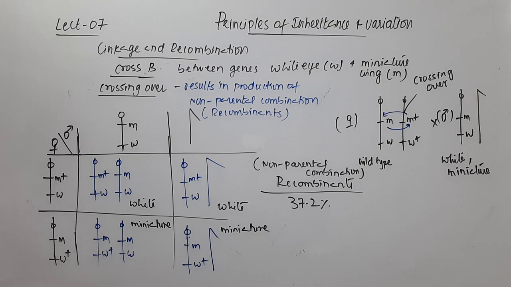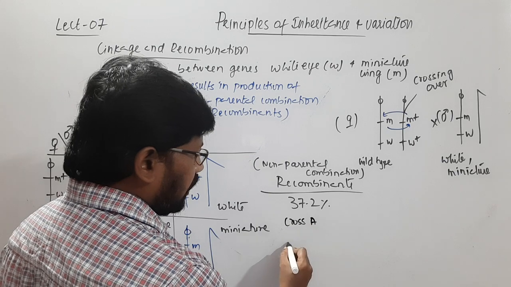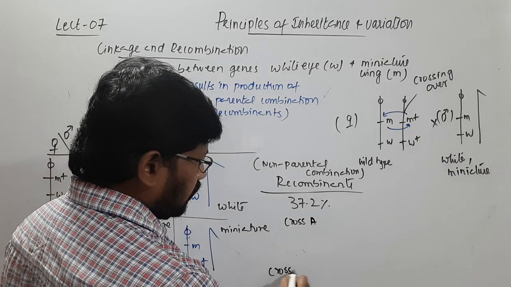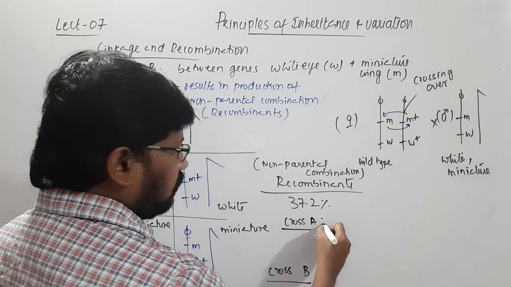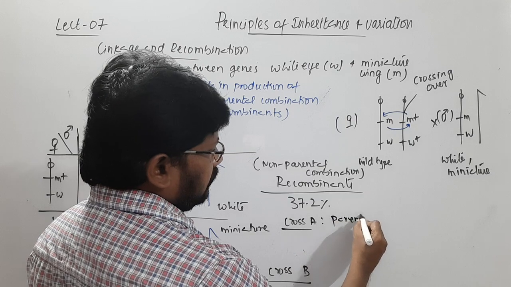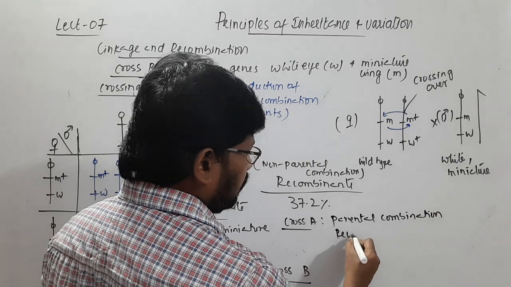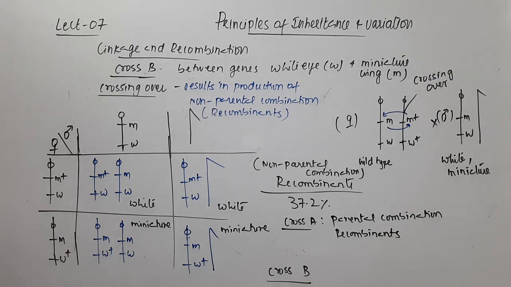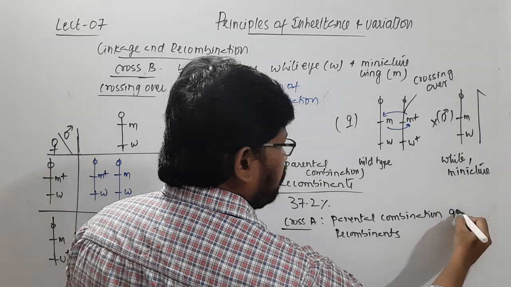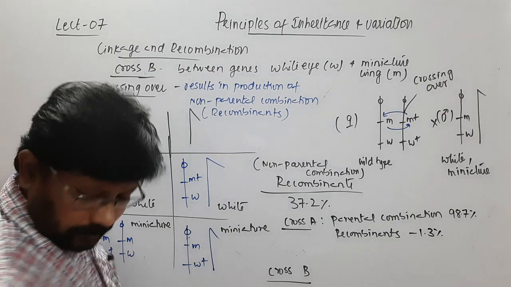So here I'll put the results of cross A and cross B. In cross A, let's see the parental combination and recombinants. In that case it is 98.7% parental, and recombinants 1.3%.